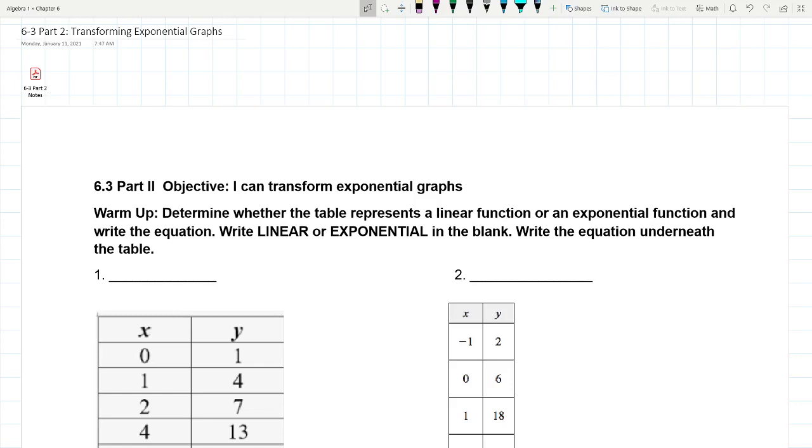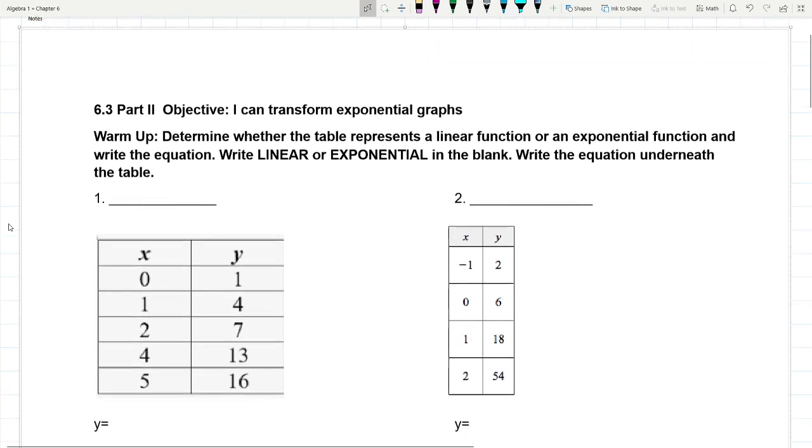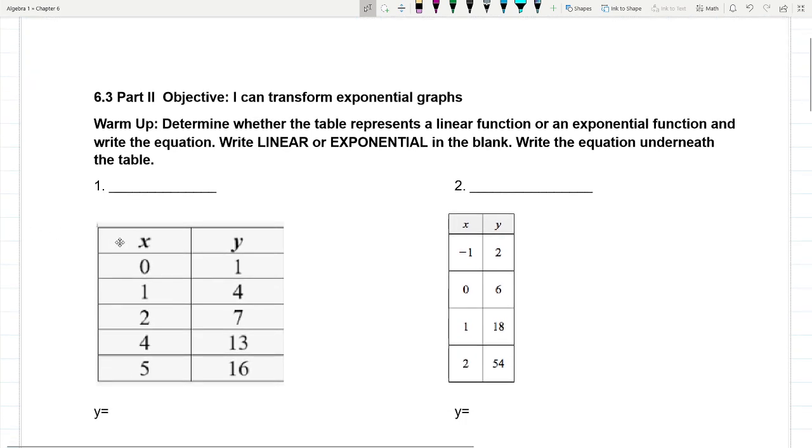This is 6-3, Part 2, Transforming Exponential Graphs. Your objective today is that you can transform exponential graphs. This is the warm-up. For the warm-up today, we are going to determine whether the table represents a linear function or an exponential function and write the equation. Write linear or exponential in the blank. Write the equation underneath the table.